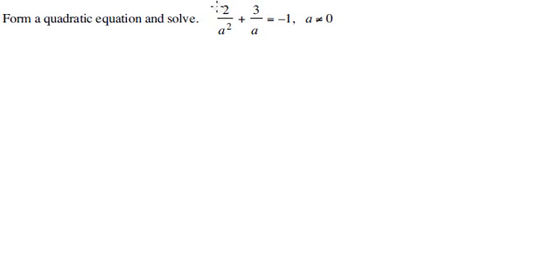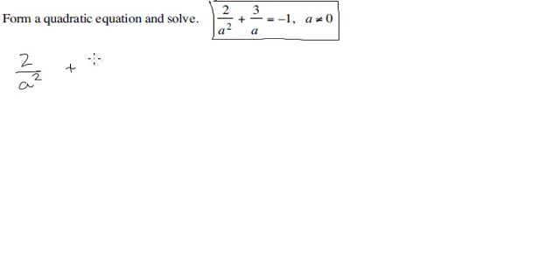Well, this could not look much less like a quadratic, but they're saying make it into a quadratic somehow and solve it. We need to get rid of our denominators. That's what really unlocks this. So I'm just going to recopy this thing before we get started.